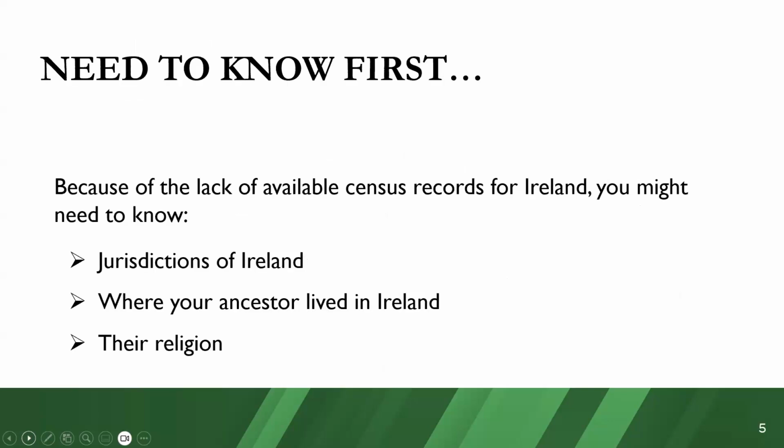A lot of Irish records were either lost or destroyed over the centuries. So what we're really needing is to understand the different jurisdictions in place in Ireland, which we'll go into next, and then where your ancestor lived. Like I said, we need a town or a parish. We need something to narrow down your search, because you will find a lot of Murphys, a lot of Kellys, and you're going to need to distinguish which one is your ancestor as opposed to someone else's.